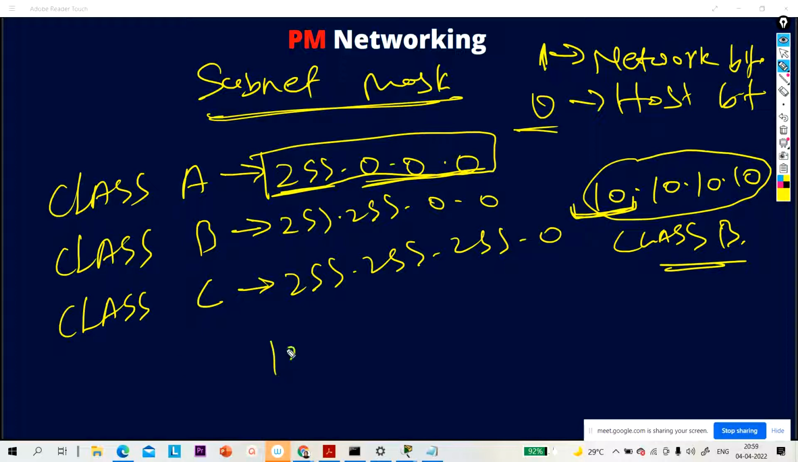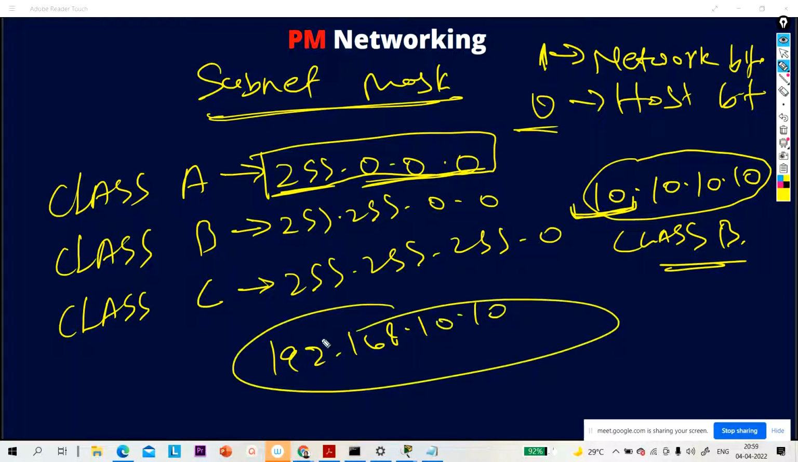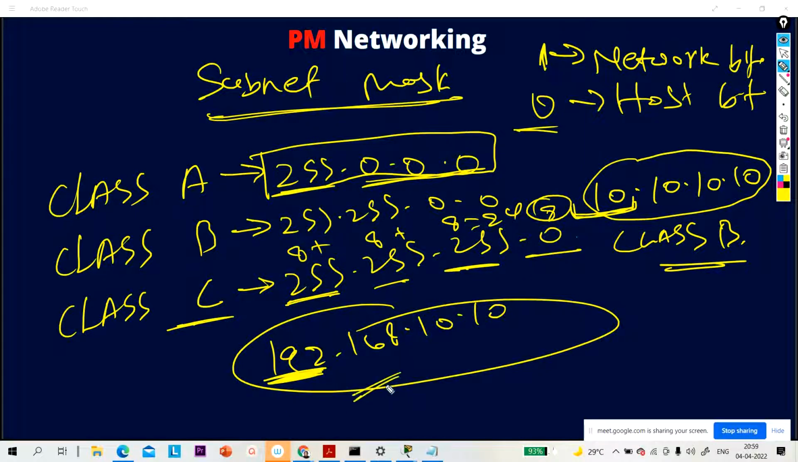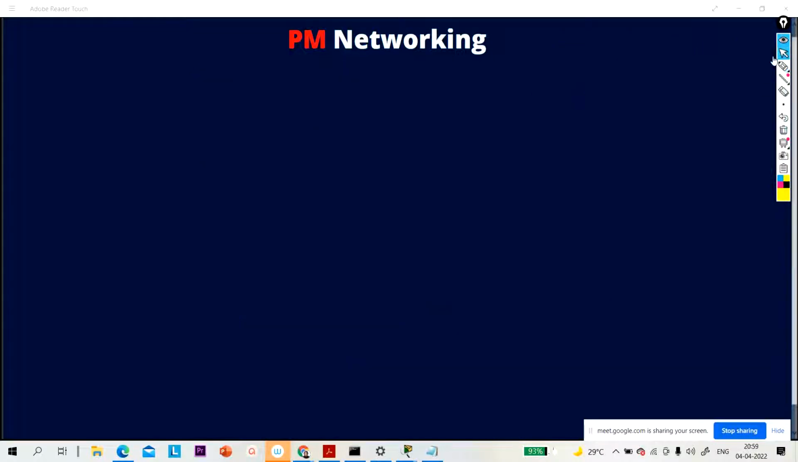In the IP address 192.168.10.10, how many network bits and how many host bits are there? 24 network. The value present in the first octet is 192, so this IP address belongs to class C. For class C, the subnet mask is 255.255.255.0: 8 bits here, 8 here, 8 here, so 8 plus 8 plus 8 is 24 bits. So 24 network bits and 8 host bits. Clear to everyone? Yes.